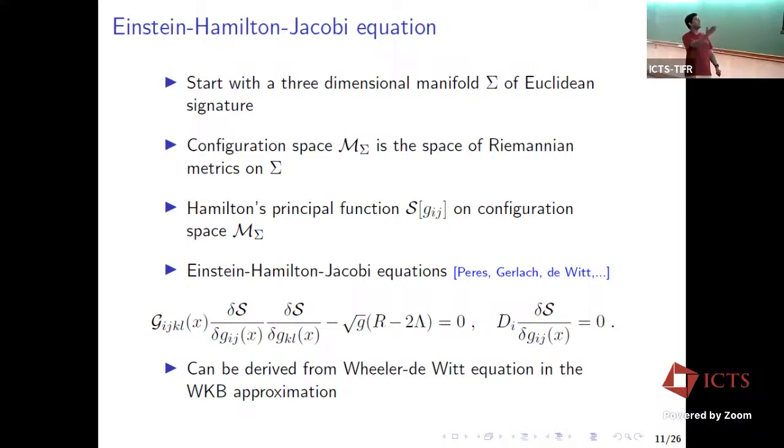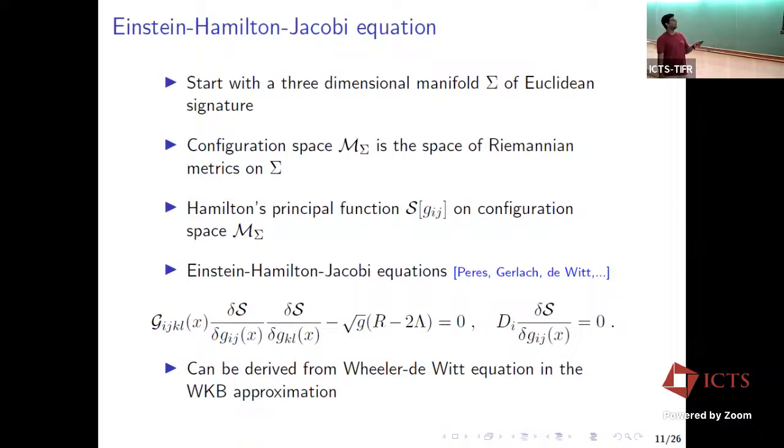So for GR, we start with the three-dimensional manifold sigma of Euclidean signature, which will be a spatial slice eventually in the four-dimensional space-time. And the configuration space, which I call N sigma, is the space of Riemannian metrics on sigma. And Hamilton's principal function, or characteristic function, doesn't make a difference here, will be a functional on this configuration space. And the Einstein-Hamilton-Jacobi equations are these.